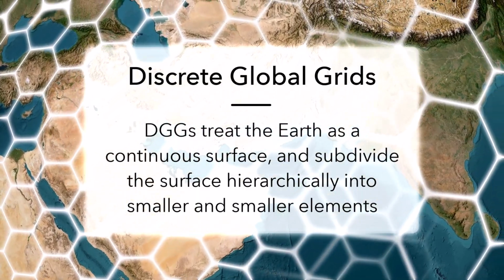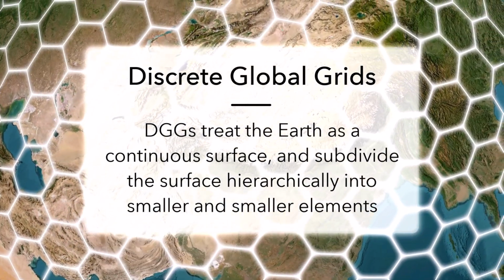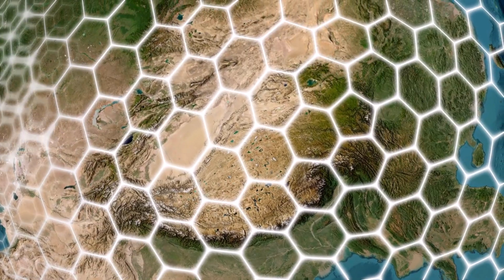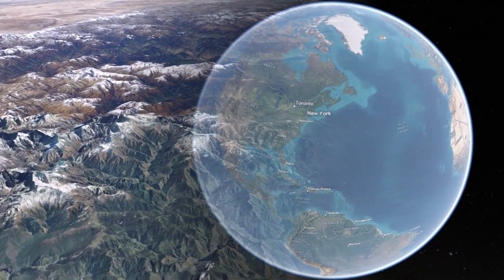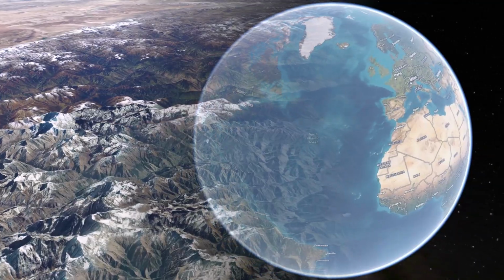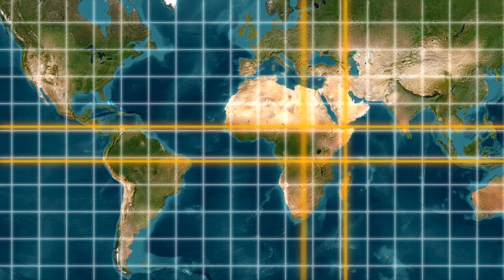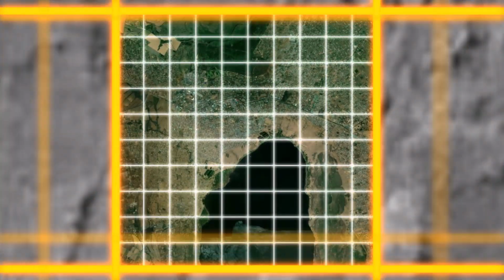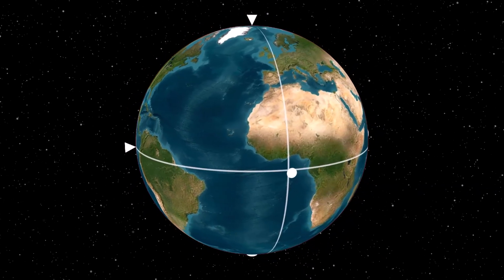They treat the Earth as a continuous surface, and they subdivide the surface hierarchically into smaller and smaller elements, allowing the user to zoom from very coarse to very fine detail. They also provide a convenient basis for sampling the Earth at uniform density. One of the first popular implementations was Google Earth, which was released in 2005 and became instantly popular. There are many distinct discrete global grids, but all are hierarchical and avoid the problems with the poles and longitude 180.